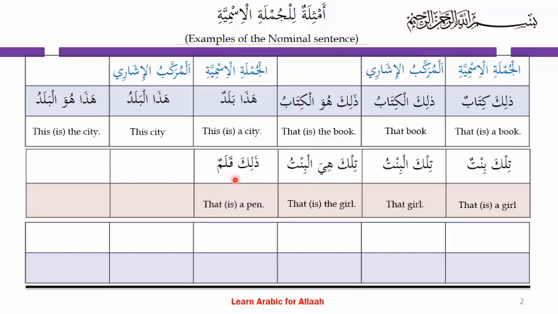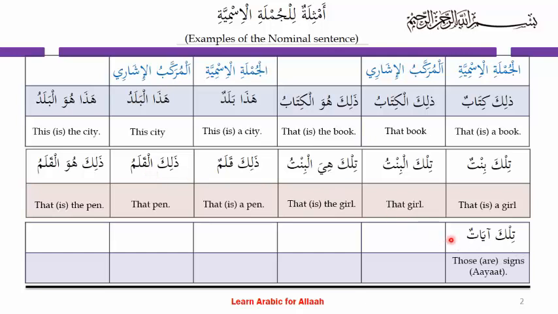Thalika qalamun means that is a pen. If you want to make it that pen, we say thalika al-qalamu. That pen. If you want to make it a sentence with al-qalam, maintaining its alif and lam, we say thalika huwa al-qalamu. That is the pen. Tilka ayatun means those are signs.